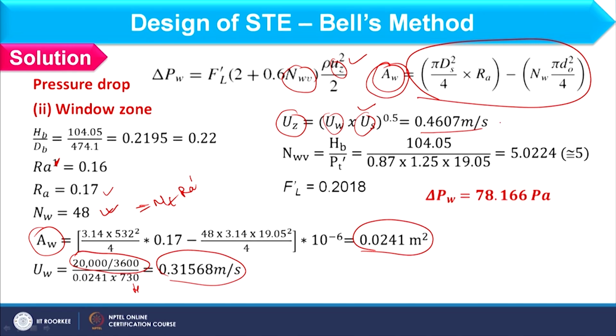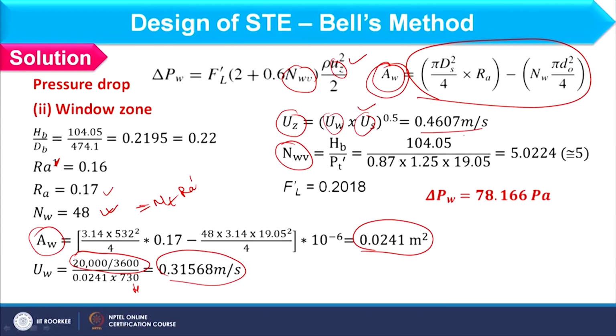After that we should find out NWV, the vertical tube rows in the window zone, which should be equal to HB by PT dash. HB we have already calculated, and PT dash is 0.87 into PT, because I am considering triangular pitch. Considering all these values, we can find out NWV as 5.0224. Here you should keep in mind that NWV should be rounded off, because NWV is the vertical tube rows, which will never be a decimal.